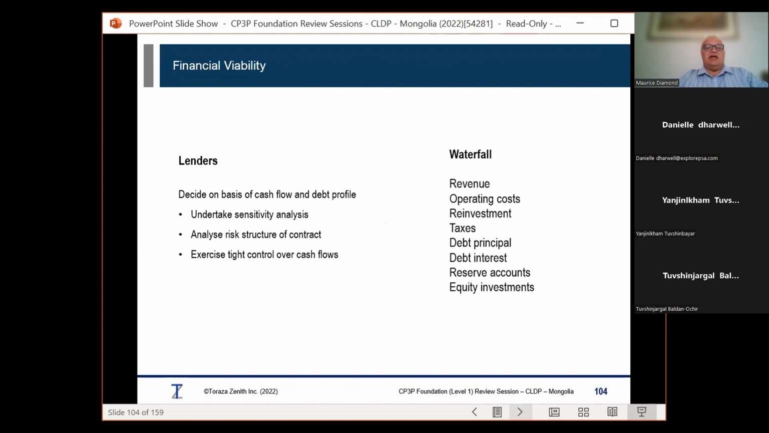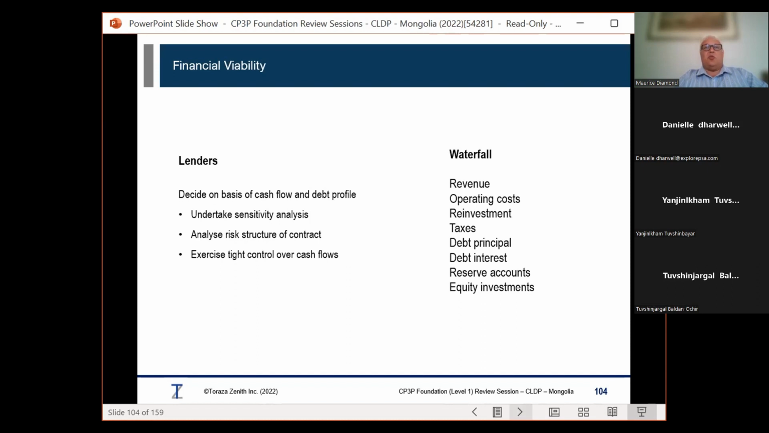Right, so lenders will decide on the basis of cash flow and the debt profile how much they're going to invest, if at all. They will undertake sensitivity analysis, analyze the risk structure of the contract, and exercise tight control over the cash flows. Now, there's also something called the waterfall, and this often generates questions as well.